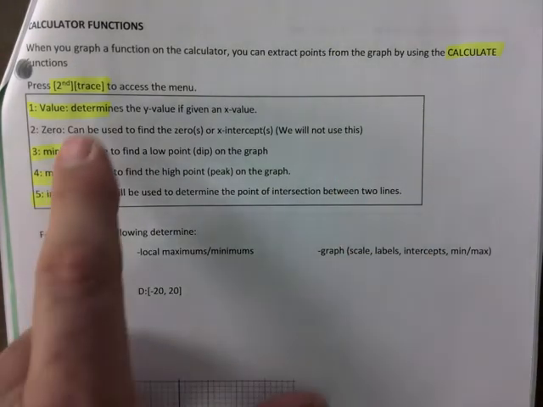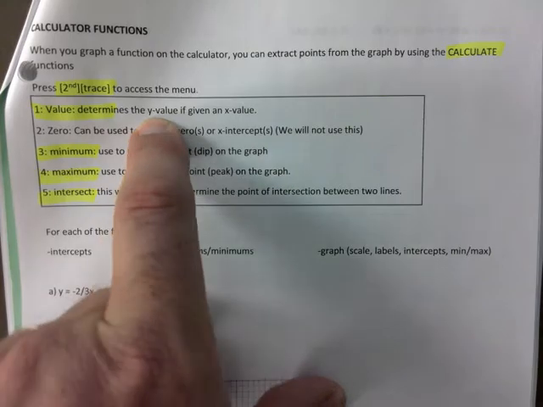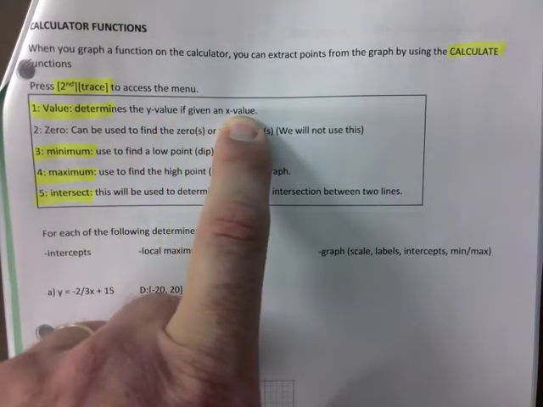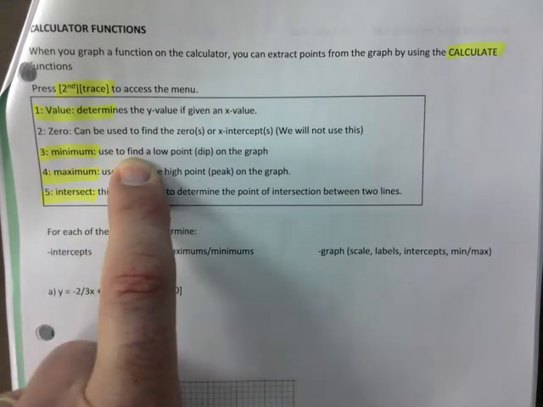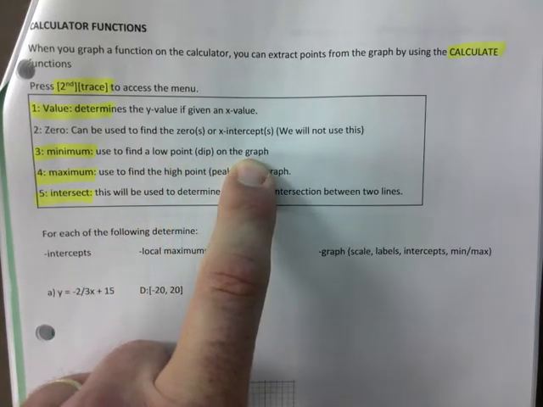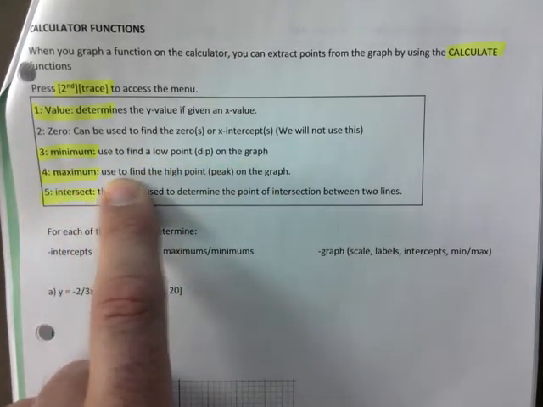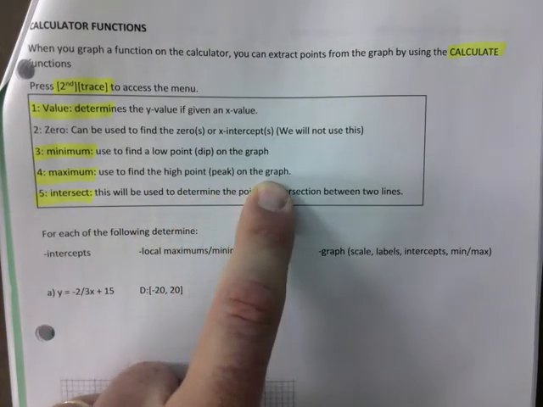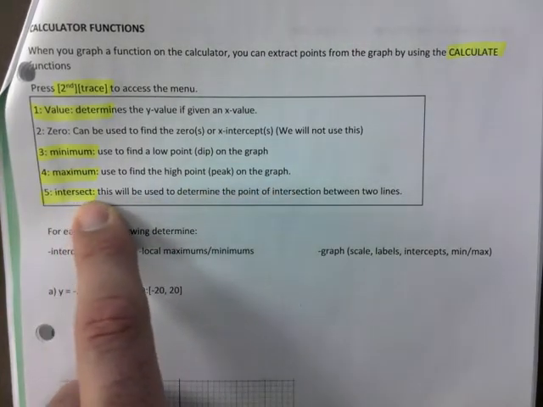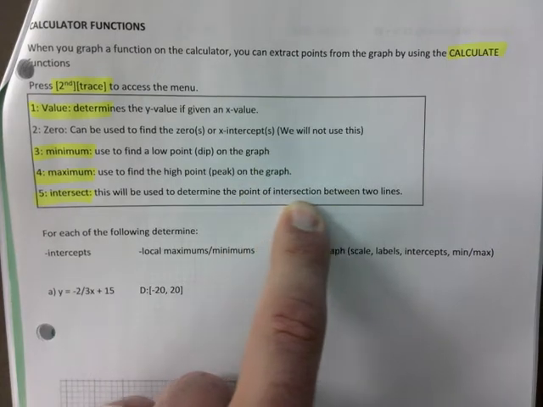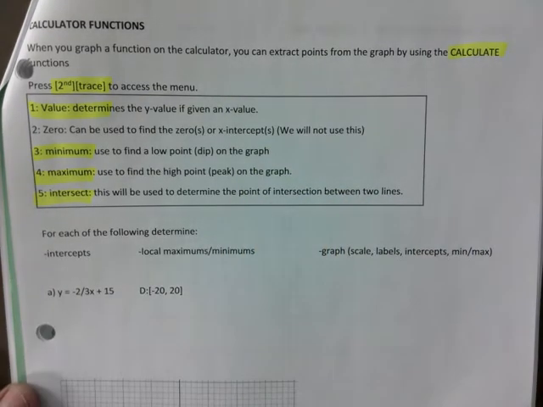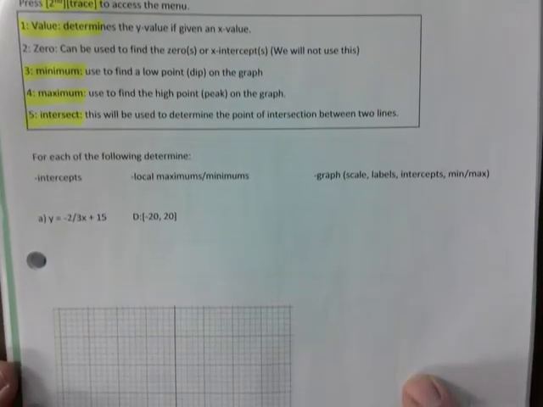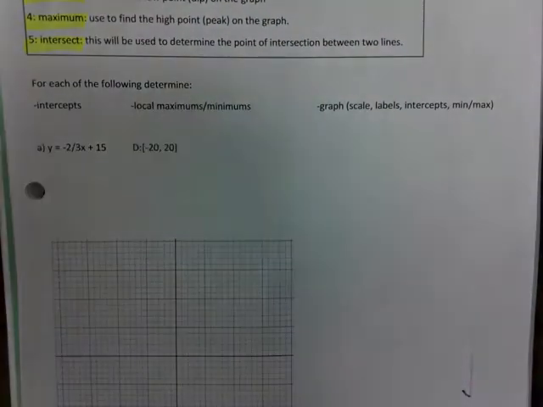But what do they do? Value determines the y value if you're given an x value. Minimum is used to find a low point, a dip on the graph. The maximum is to find the high point or the peak on the graph. Intersect will be used to determine the point of intersection between two lines. Okay, and so that's what we use it for. So let's graph one, shall we?